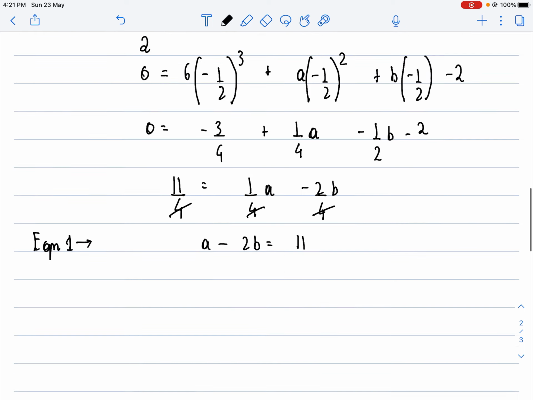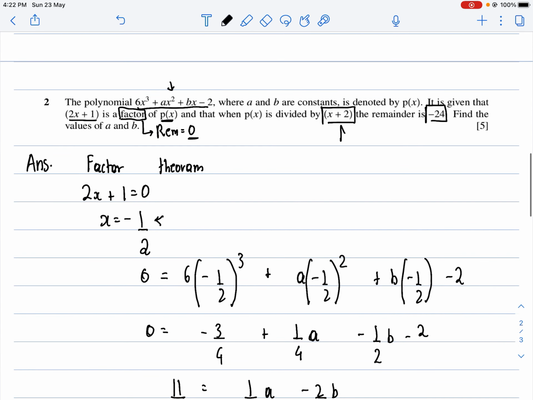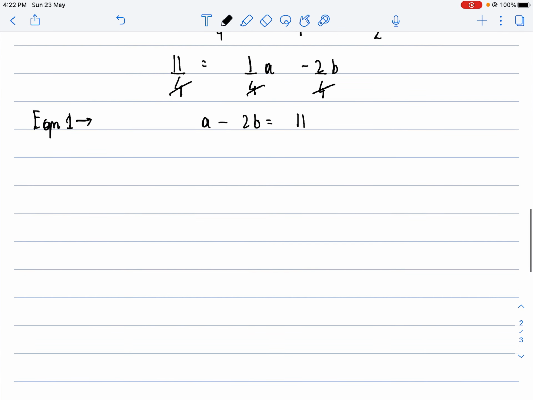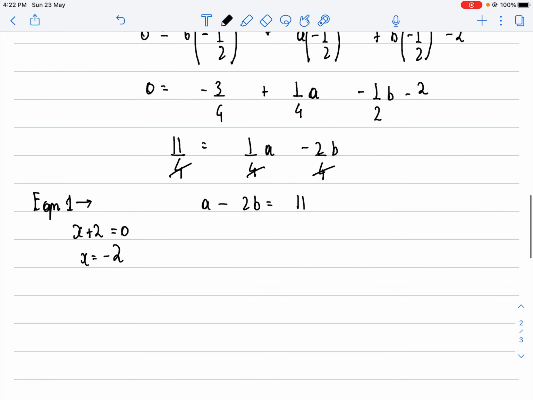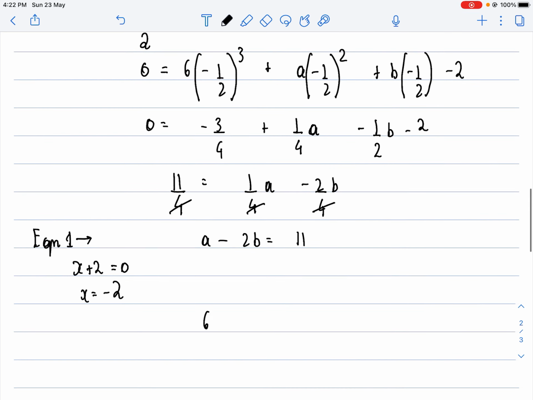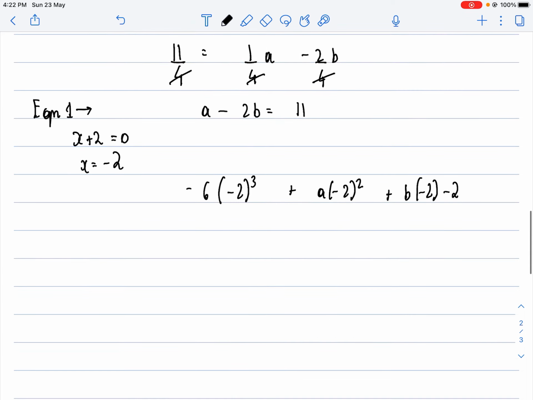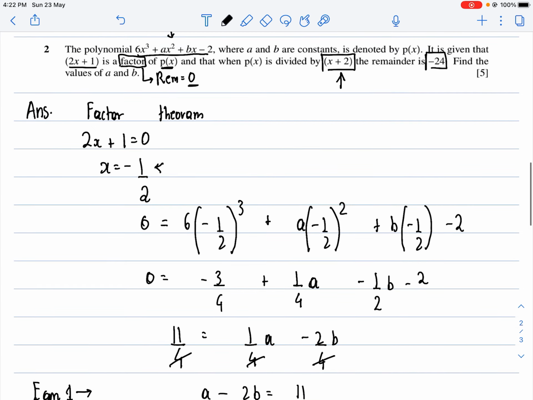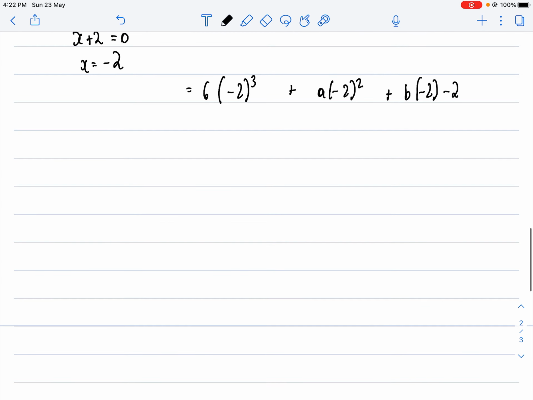Now for the second equation, I know it's x plus 2. So I now equate x plus 2 to 0 to get my x as minus 2. And now I simply substitute minus 2 in the place of x. So I'll get something like this. And I know my remainder here is minus 24, so I equate it to the remainder, which is minus 24.